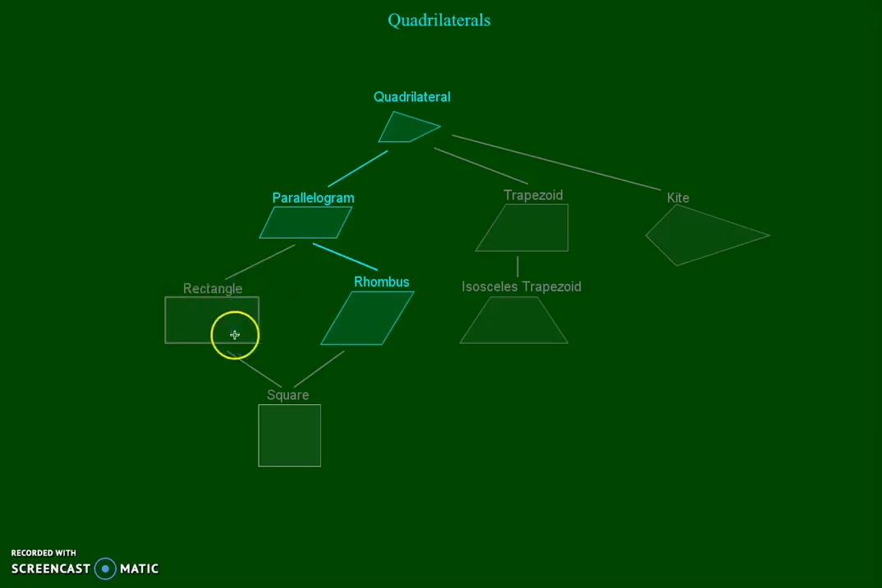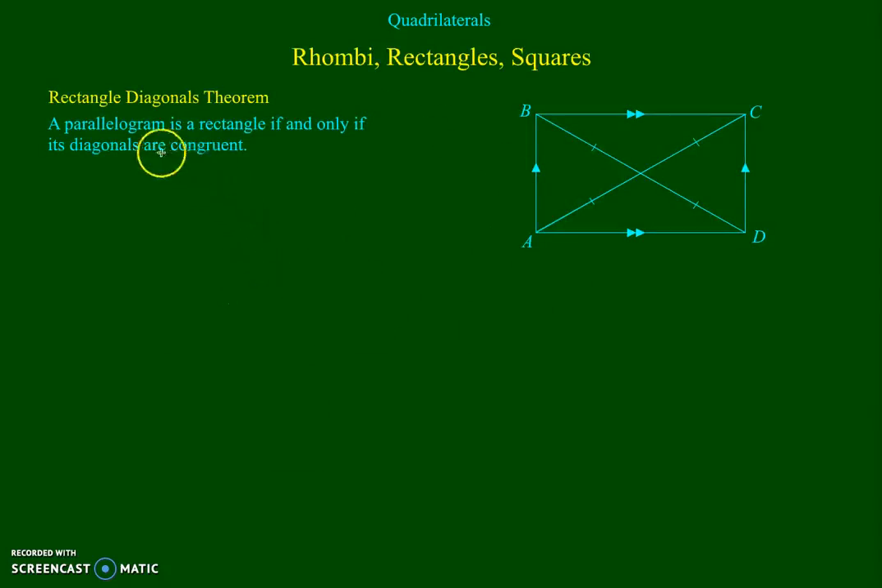So let's start talking about rectangles. This is the rectangle diagonals theorem, which says a parallelogram is a rectangle if and only if its diagonals are congruent. So if the diagonals of a parallelogram are congruent, then the parallelogram is a rectangle. Conversely, if a parallelogram is a rectangle, then its diagonals are congruent. So we're going to pick one of these, and we're going to generate the proof of this theorem.